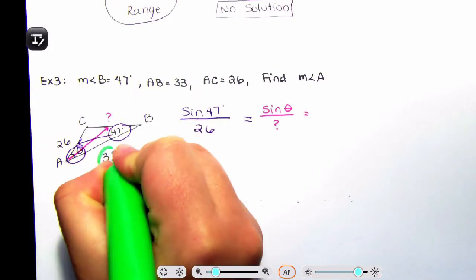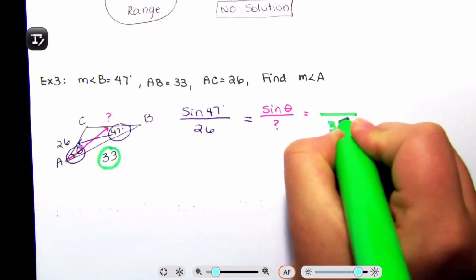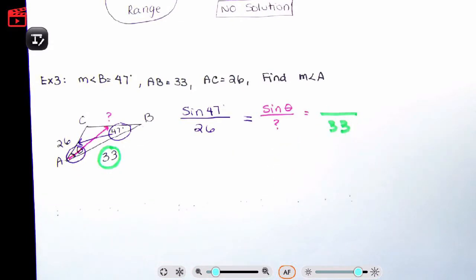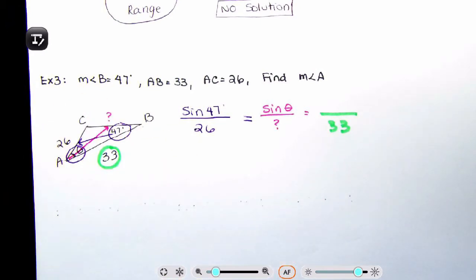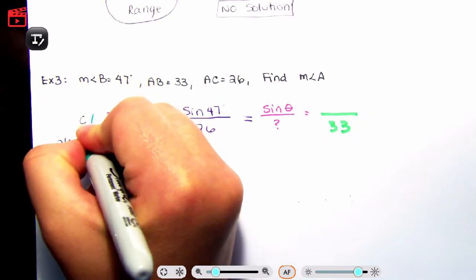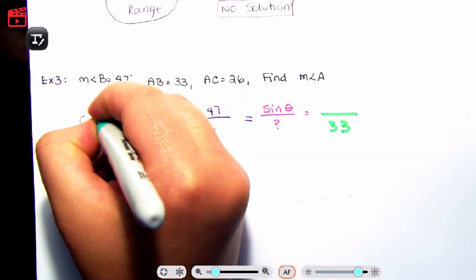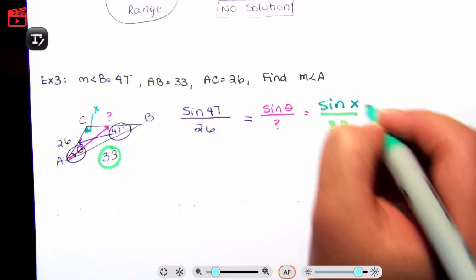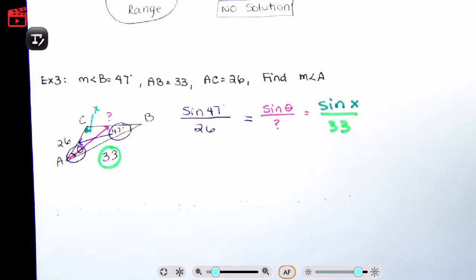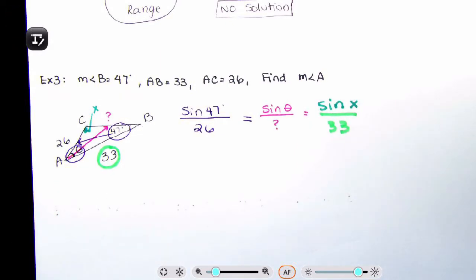I do know the side length of AB. However, I do not know the angle measure for angle C. This is unknown, so I'm going to call it X. What I can do is solve for X, get that angle measure, and then use it to solve for my angle theta. So again, this one here has too many unknowns, we don't need it.